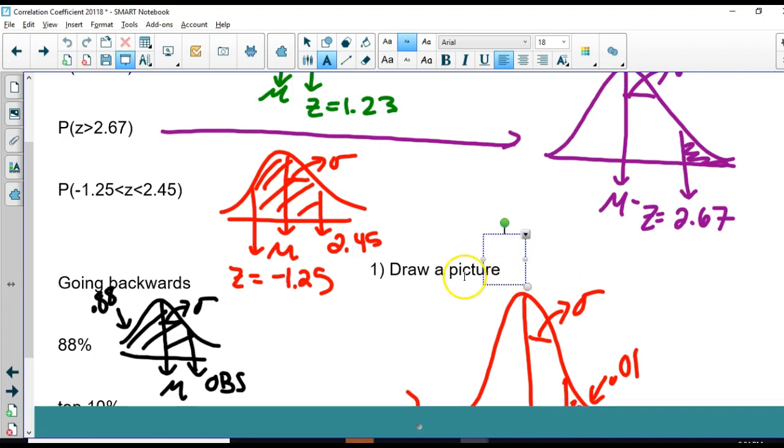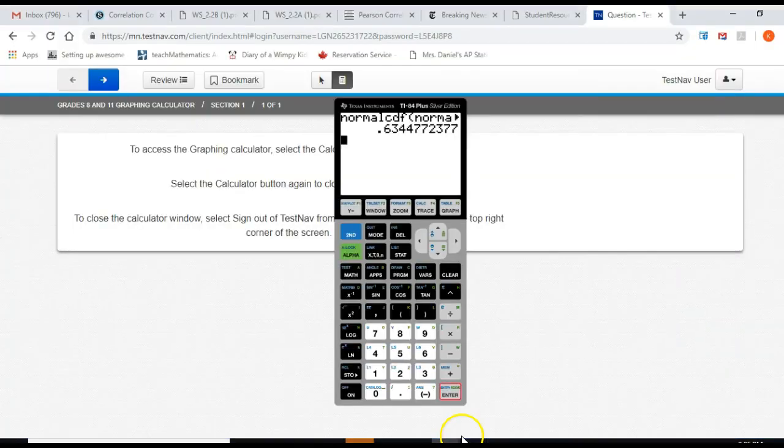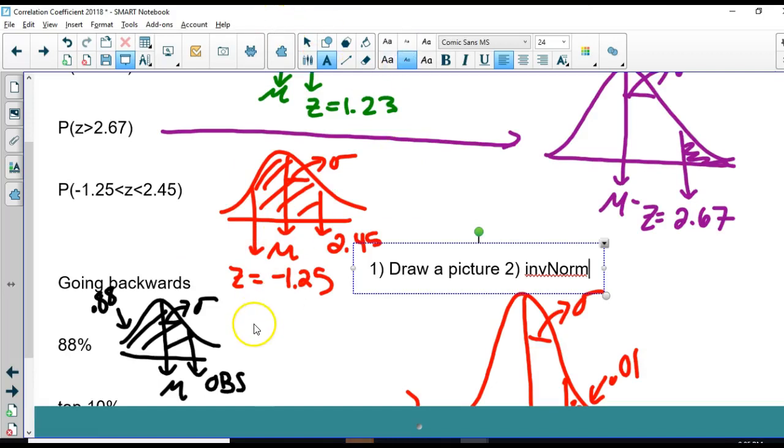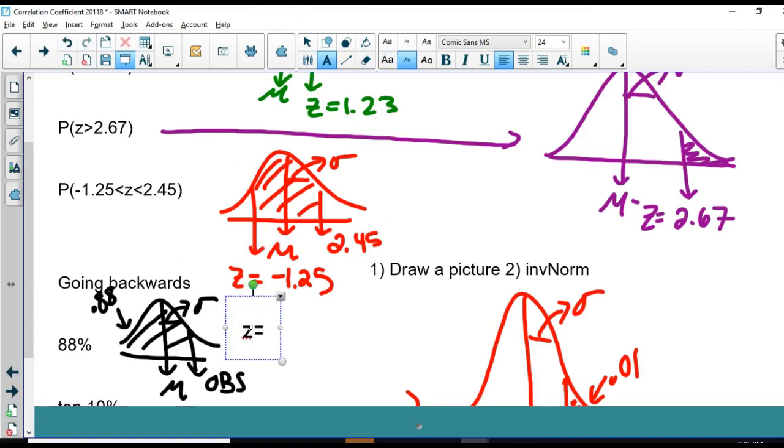Okay, we're going to the calculator now. And with the calculator, we're going to use something called inverse norm. Let me show you how to use that. Go to second vars. Inverse norm is number 3. Hit enter. The area now behind the curve is 0.88. Always leave it at 0 and 1. And now paste. I have 1.17. That is the z-score now. 1.17 is the z-score that goes with the 88th percentile.